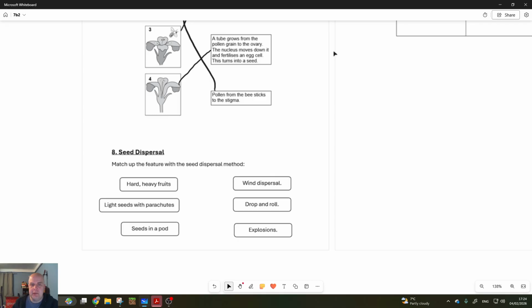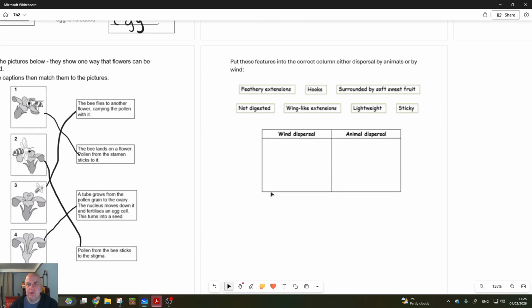Now, finally, we have a little bit of seed dispersal. Now you have to think about which way these will be dispersed. Hard, heavy fruits are drop and roll. They fall off and they roll away. Light seeds with parachutes, the wind blows them away, and seeds in a pod are spread by explosions, where they go poof and they are spread around.